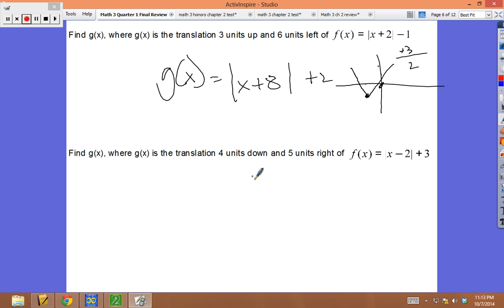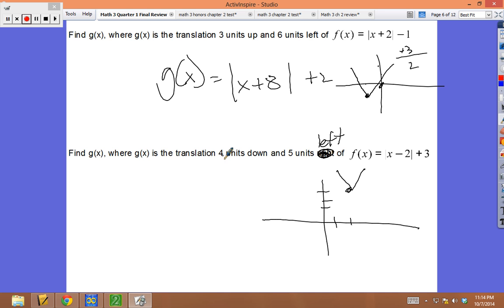Okay, now let's look at this one. We want to take this and move it 4 units down and 5 units right. So let's do a sketch real quick. It's going to be harder if I tell you to go 5 units left, so let's change it to left. Alright, here we go. This original is a minus 2, so I'm going to go 2 to the right. And then a plus 3, so I'm going to go up 3. There's my vertex. It's absolute value with a slope of 1, so it's going to look like that.